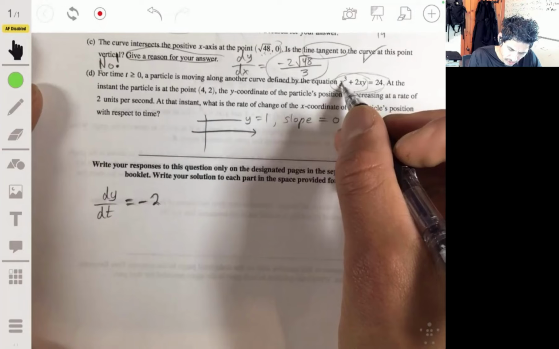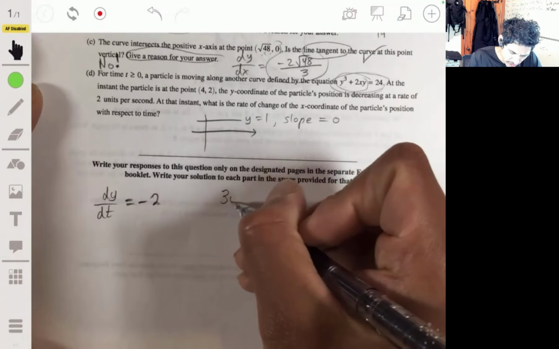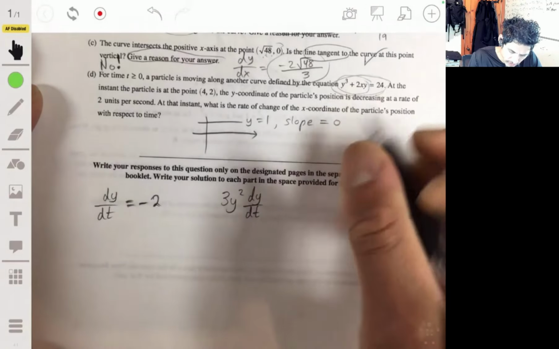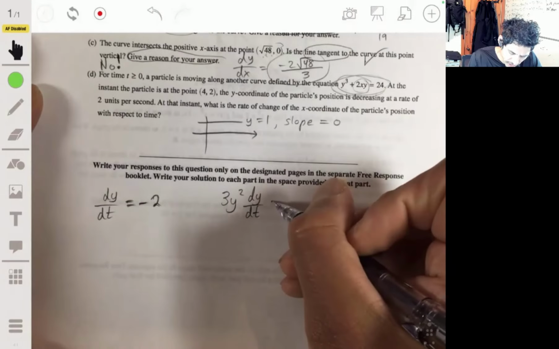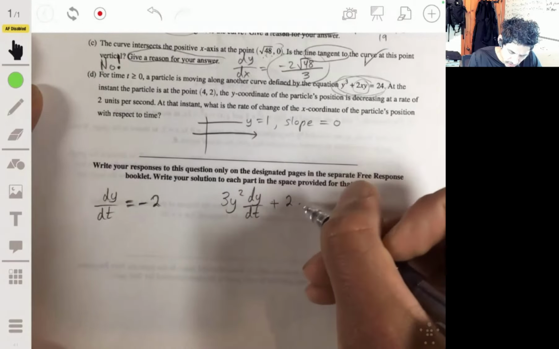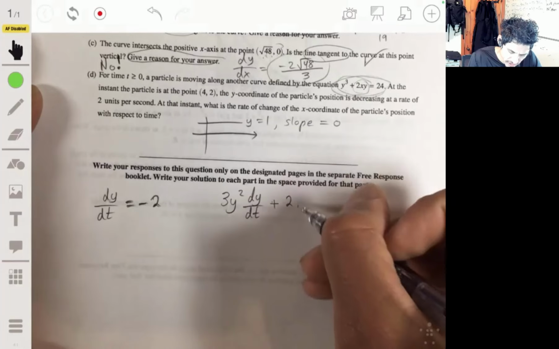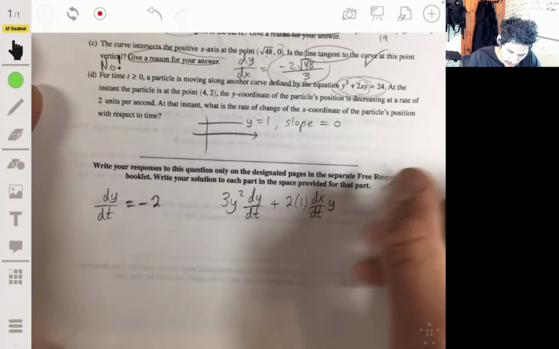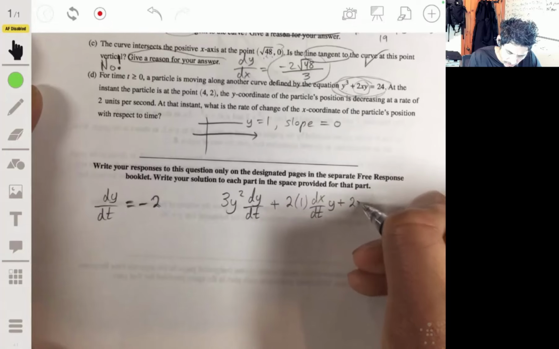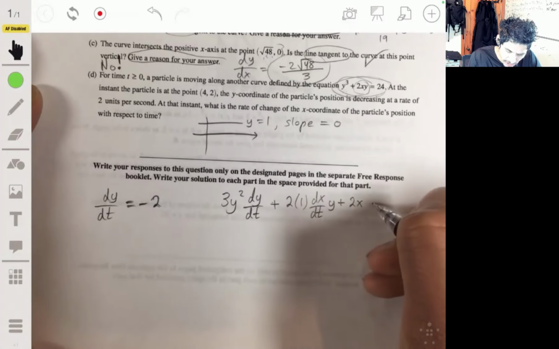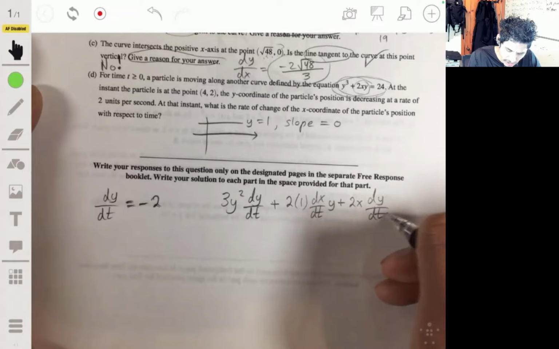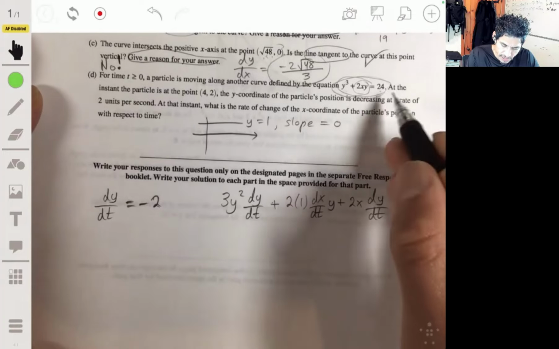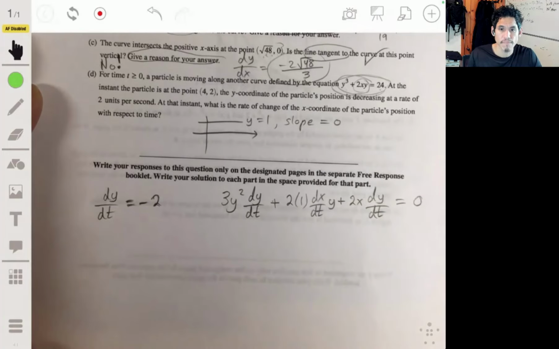So that would just be, again, 3y squared times dy/dt. For this one you're going to use the product rule, so we get plus 2 times the derivative of x, which is 1 dx/dt, times y, plus 2x times the derivative of y, which is dy/dt times 1. You would have this equal to the derivative of 24, which is 0.